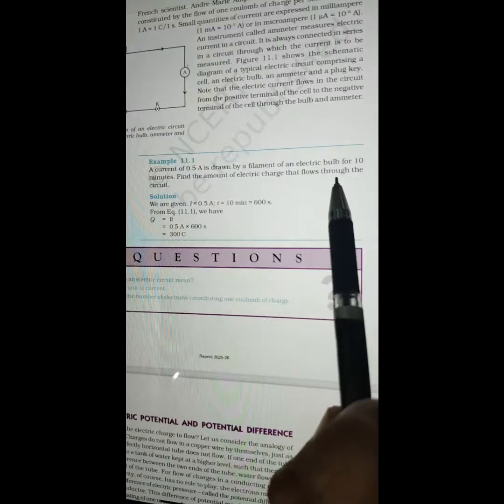So the first numerical of this chapter, Electricity. Example 11.1. A current of 0.5 ampere is drawn by a filament of an electric bulb for 10 minutes. Find the amount of electric charge that flows through the circuit. We are given I = 0.5 ampere, t = 10 minutes or 600 seconds. So Q is equal to I t. So placing the values, you'll get the answer as 300 coulombs.